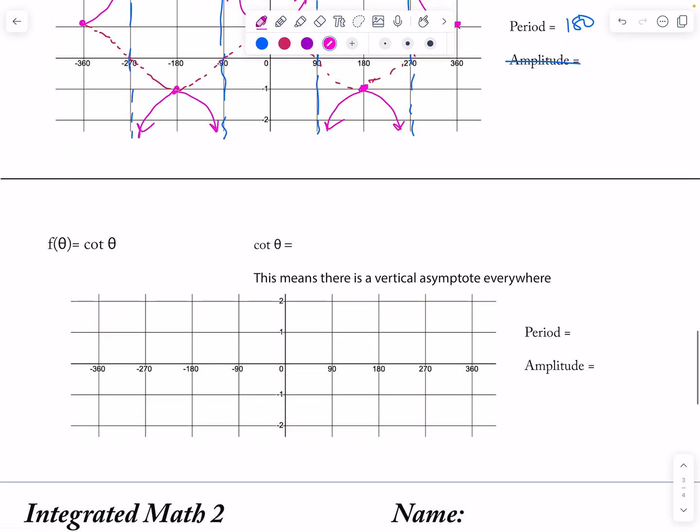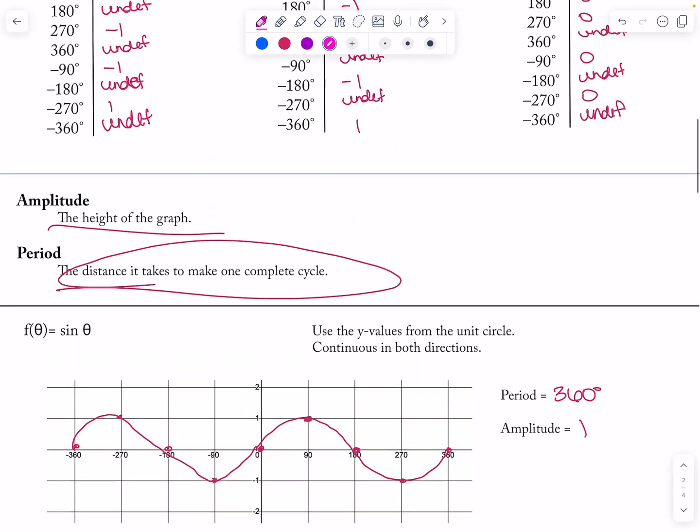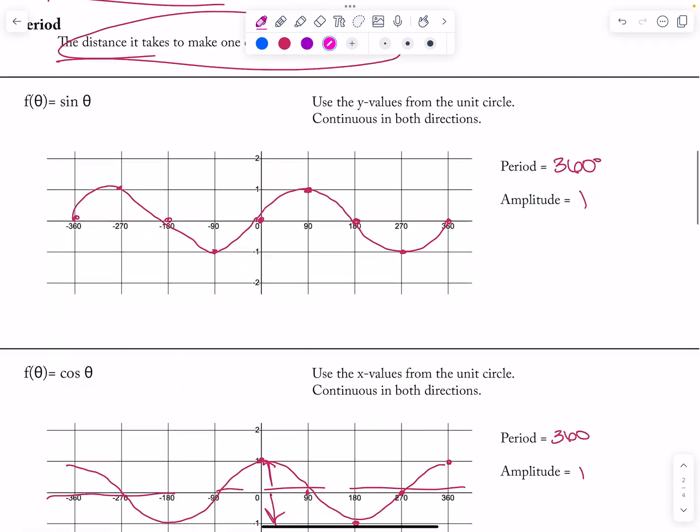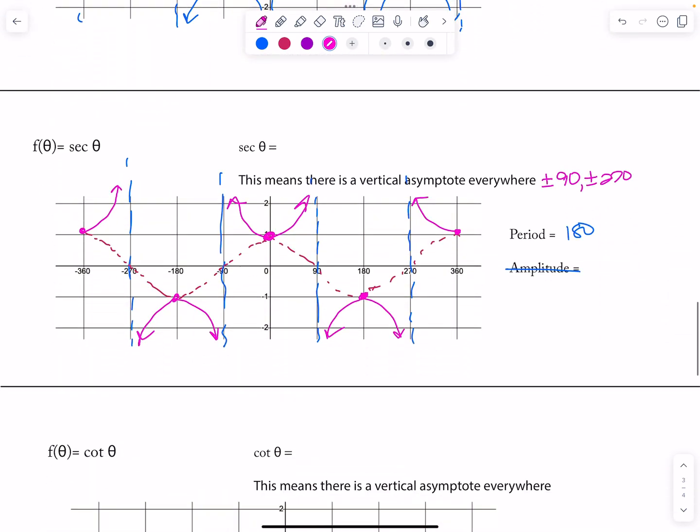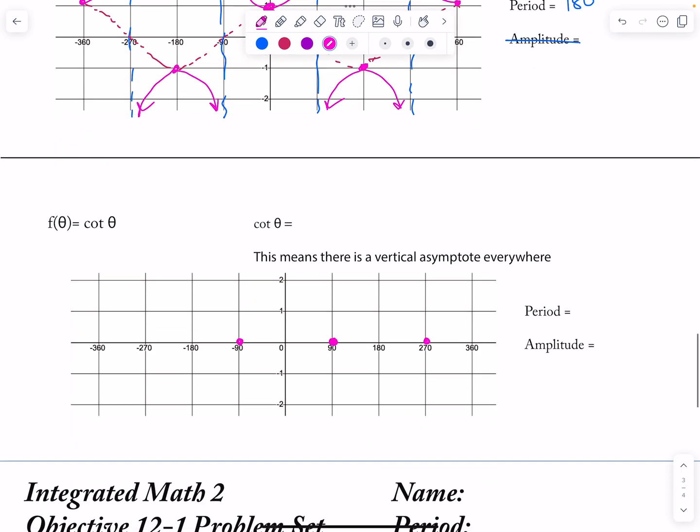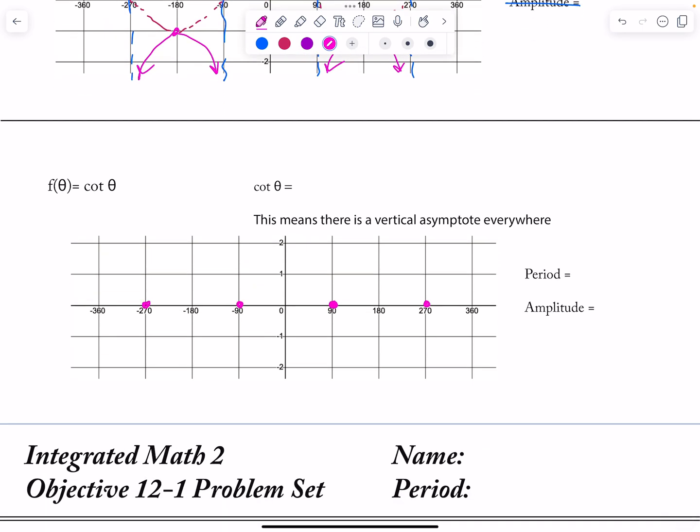And then cotangent, it's 0 here, here. So, no, cotangent, I would just want to make sure. It's undefined at 0, yeah. So it's undefined at 0. So undefined at 0, undefined at 180.